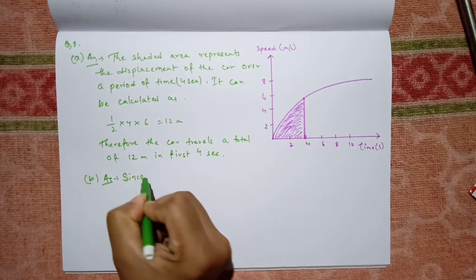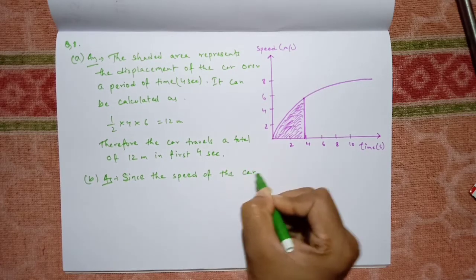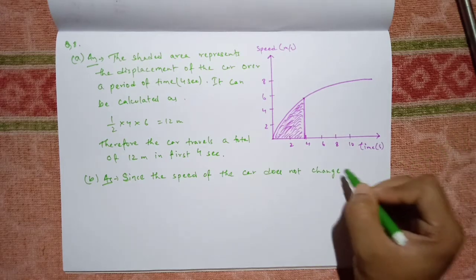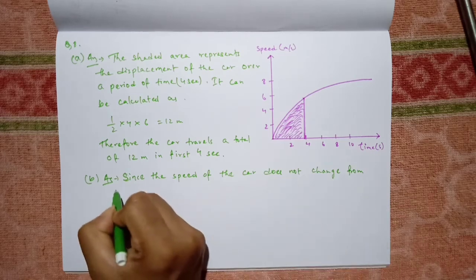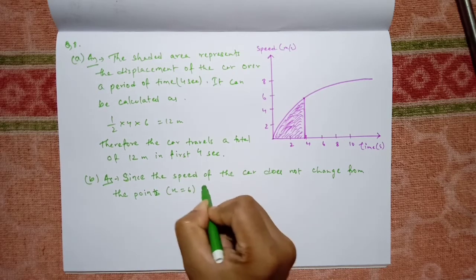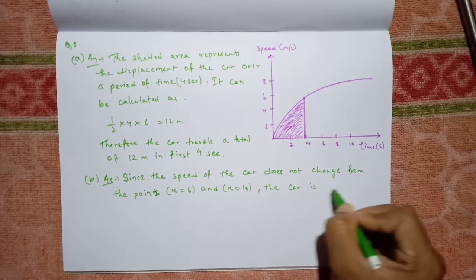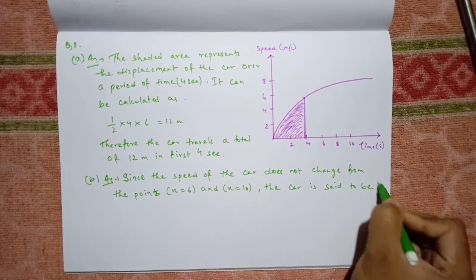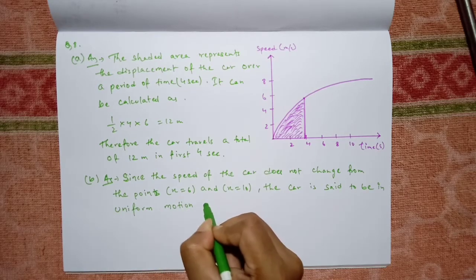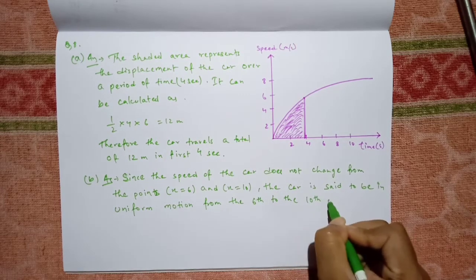So here, since the speed of the car does not change from the points which are x equal to 6 and x equal to 10, the car is said to be in uniform motion from the 6th to the 10th second.